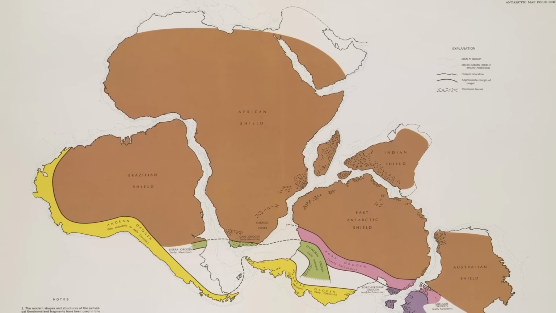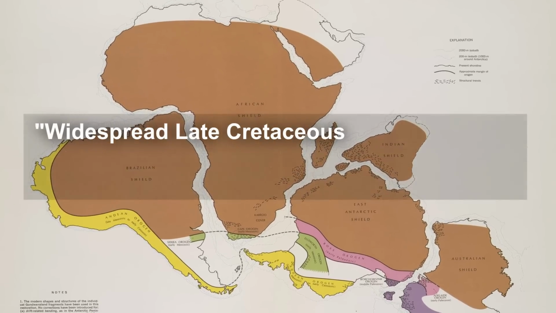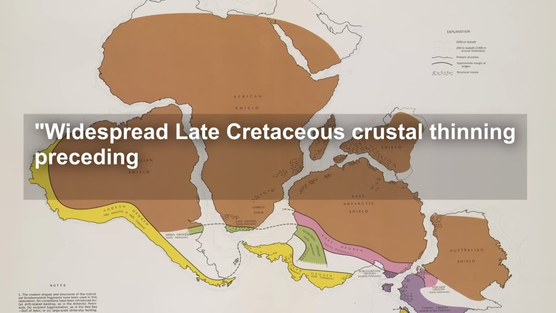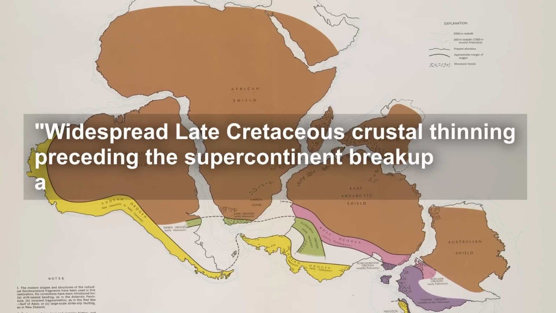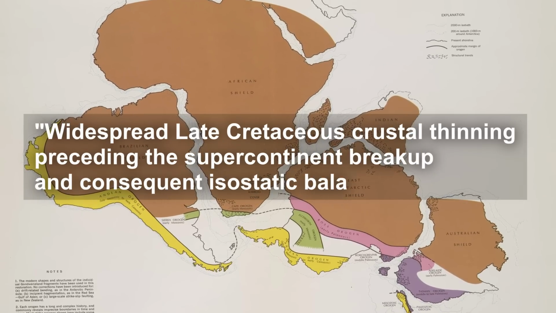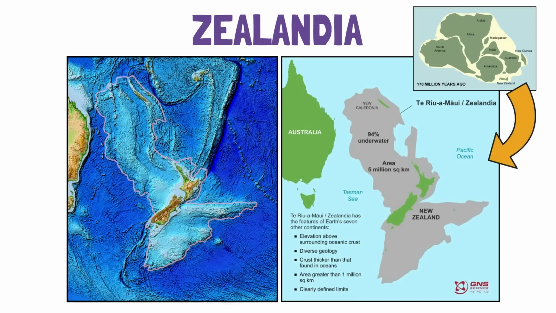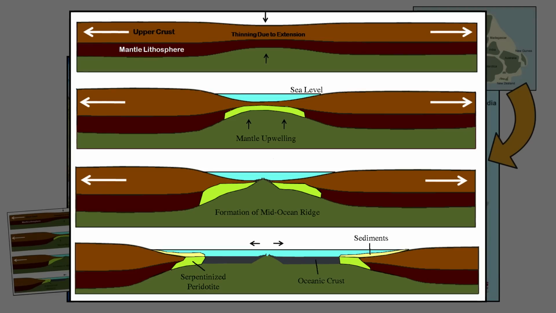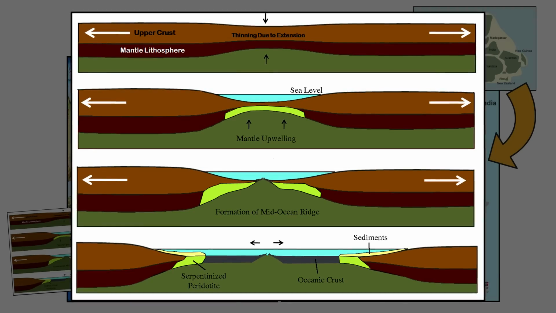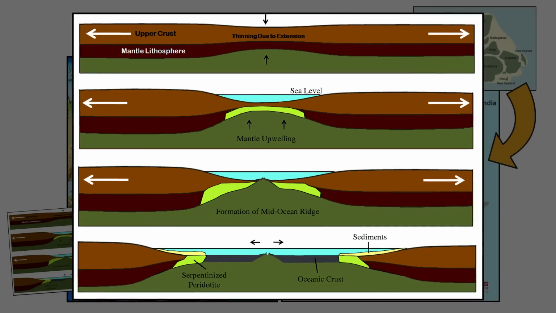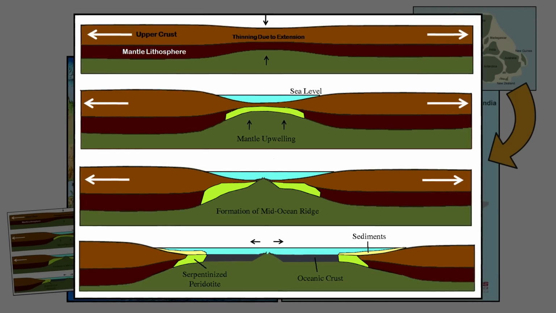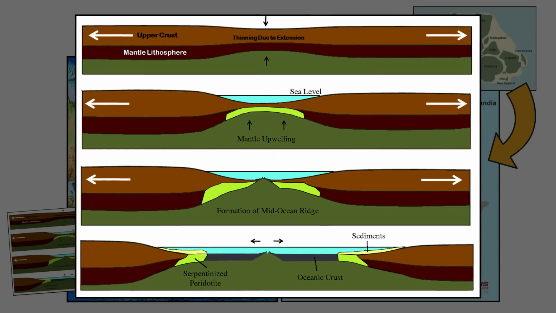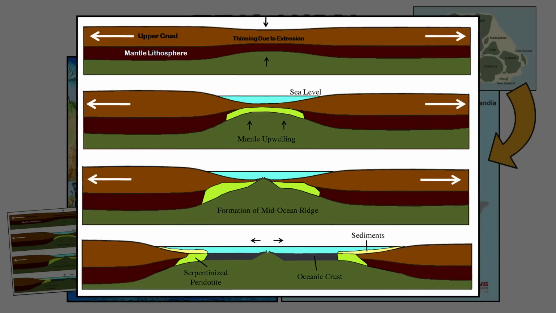Apparently, it was mainly as a result of widespread late Cretaceous crustal thinning preceding the supercontinent breakup and consequent isostatic balance. Now, I also don't really understand what any of that meant, but from what I could understand, this essentially means that the land was pushed apart. And because of this, it thinned up to a point of breaking apart, causing it to be separated by water, with the lower areas being placed underwater, as we can see on this informative image.